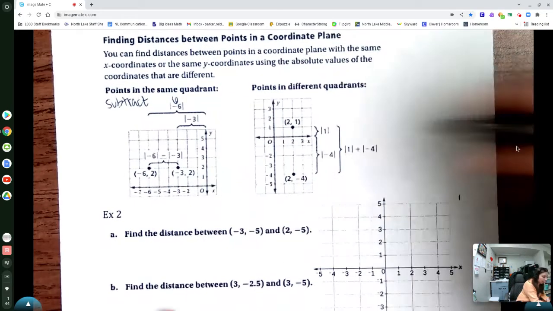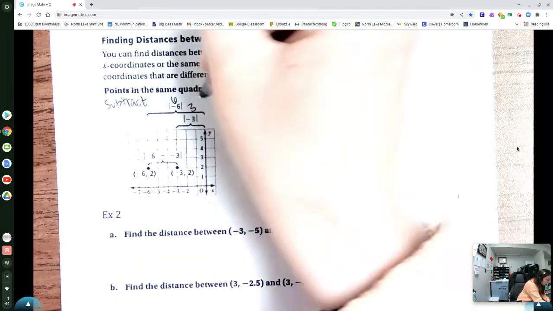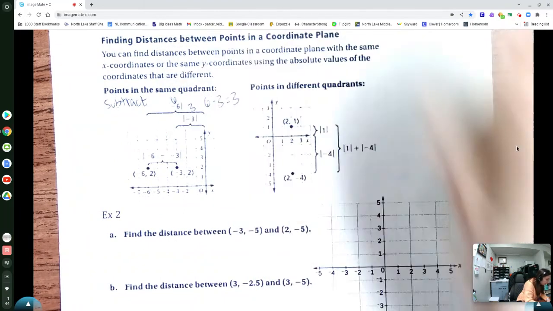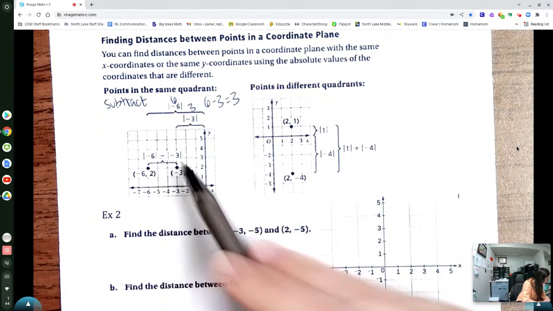The absolute value of negative 6 is 6. The absolute value of 3 is 3. 6 minus 3 equals 3. Therefore, the distance between these points is 3. 1, 2, 3. We can count that for sure.